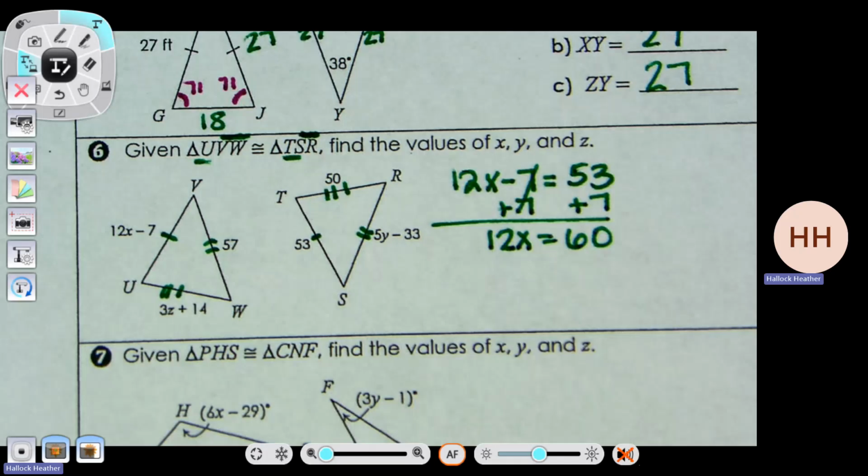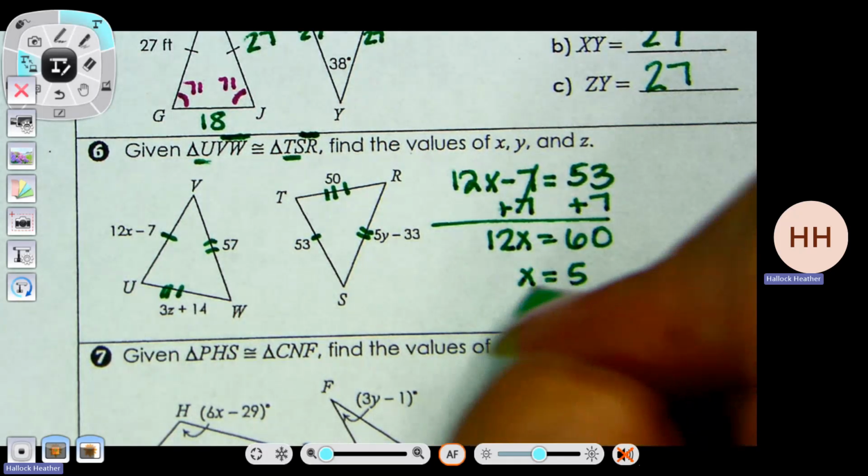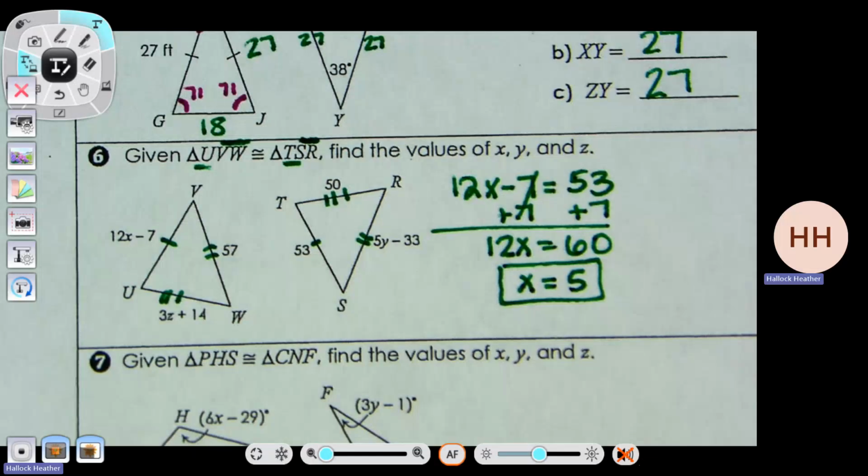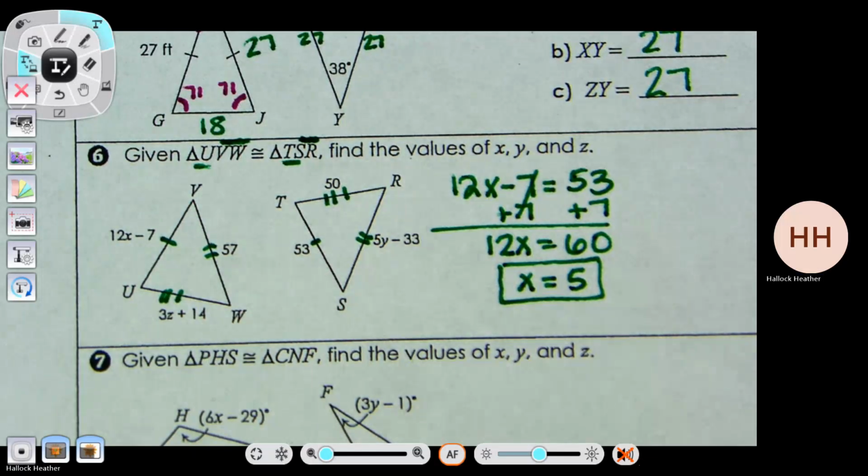So what do we get for X when we divide? 5. If you haven't yet, write your equation for Y. Look at your Y. See how many tick marks you put with it and figure out, is that going to equal what on the other triangle? Try to match the pieces, set them equal to each other. That's 57. Yes, that's 57 for Y.